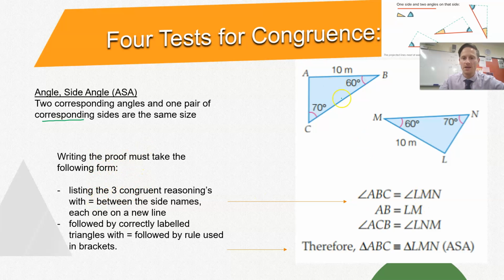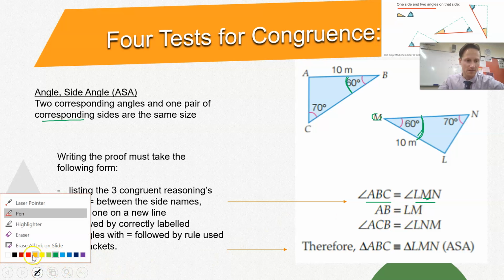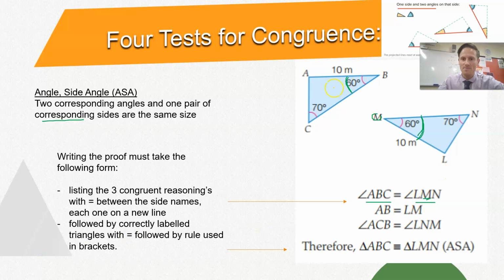So first of all, we can see these 2 triangles and we can see the angle ABC. So ABC, so this one here, 60 degrees. It's the same as this one here, so 60. So I can call that angle LMN. Okay, so the letter in the middle is where the angle is. The side that I have corresponding is AB equals LM. So let's just have a look at this here. I'm going to do this in orange. So AB is 10 and ML is 10.